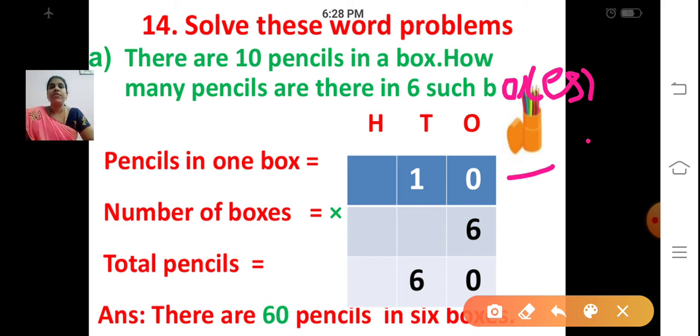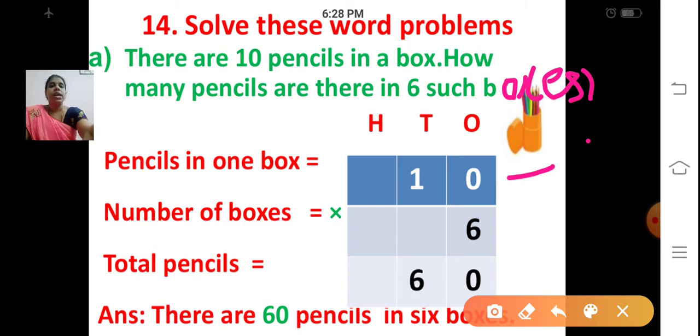So now we are going to find out the value in 6 boxes. We know how many pencils are there in one box, right? So we are going to find out how many pencils are there in 6 boxes. So this is multiplication. They are giving the value of how many pencils are there in one box and asking for 6 boxes, right? So you have to do multiplication.